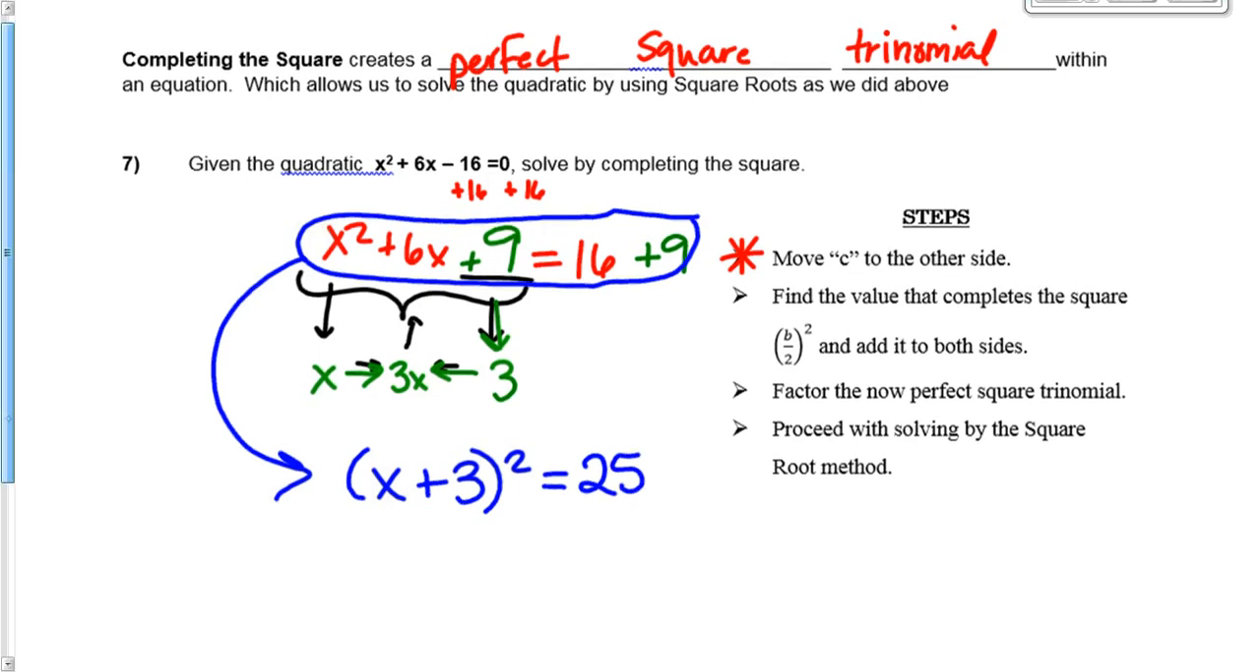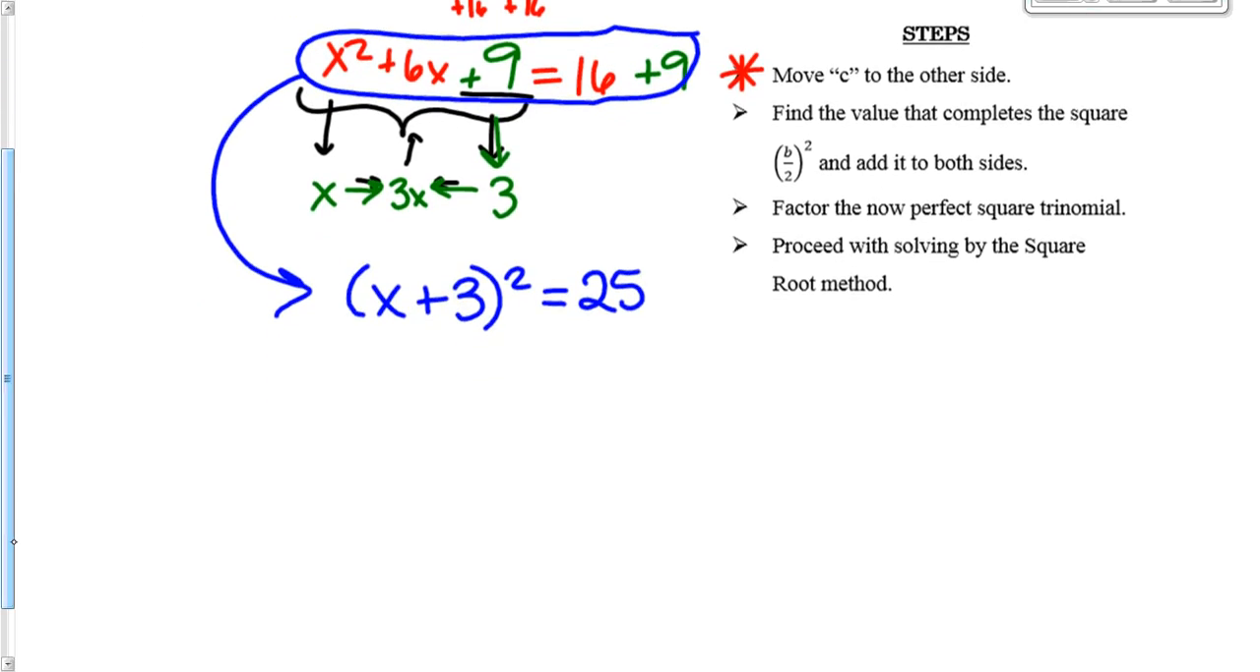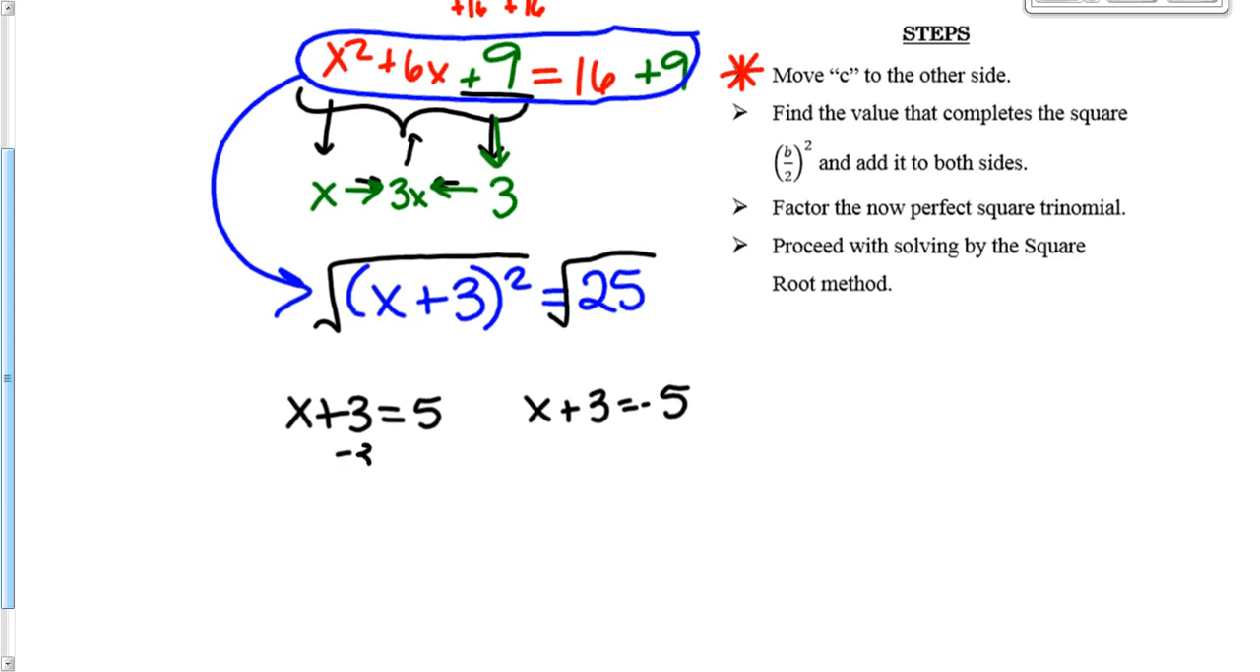Now this is easy peasy to solve, okay? So I'm going to take the square root of both sides. So x plus 3 equals 5, and x plus 3 equals negative 5. Subtract my 3s.